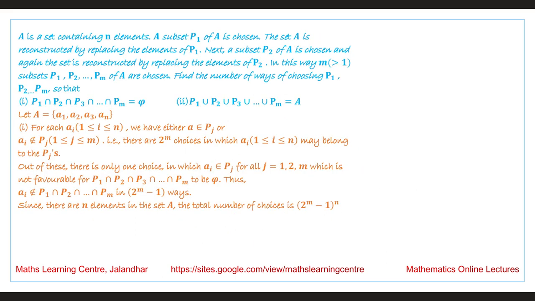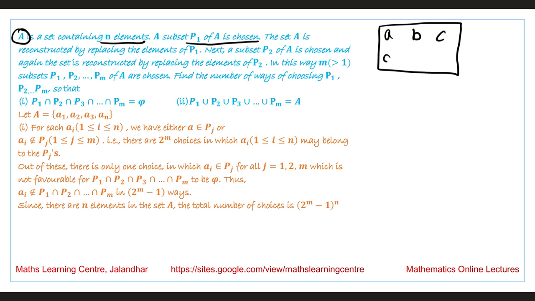Now next we have a set A which has n elements. A subset P1 of A is chosen. Suppose the set A has its elements A, B, C, D, E, F. From this set, suppose we have chosen these 2 elements B, C, and we are saying this is the set P1. And the set A is reconstructed by replacing the elements of P1. We are saying the elements of this set P1 are being replaced.